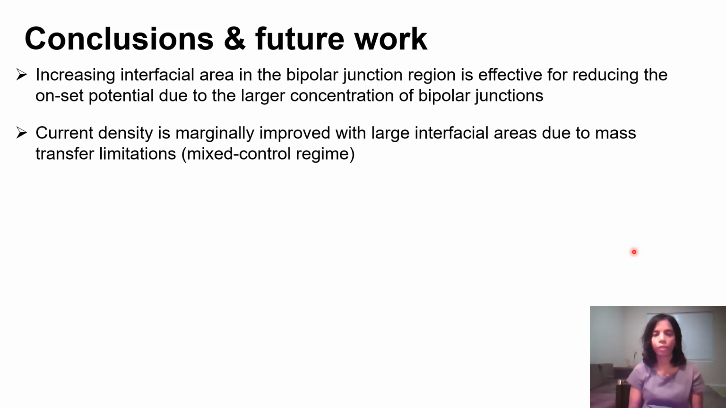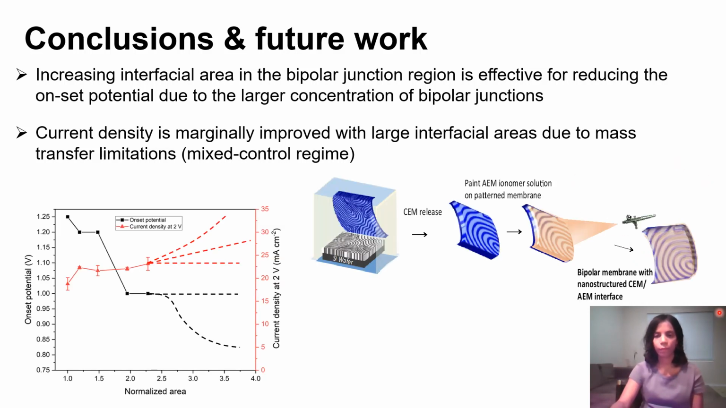So the main conclusions of this work is that increasing the interfacial area in the bipolar junction region helps in reducing the onset potential for water dissociation due to the larger concentration of bipolar junctions. There is also a slight improvement in current density when the interfacial areas are increased. So my future work will mainly focus on making even smaller feature sizes of bipolar membranes using optical lithography as low as 1 micron. I will also try to make nano bipolar junctions using block copolymer lithography.